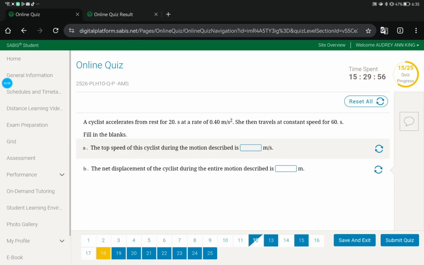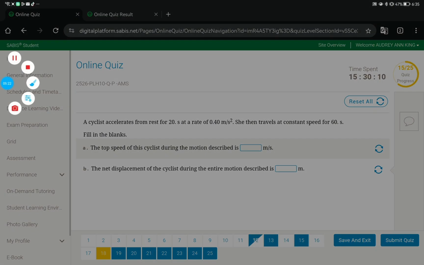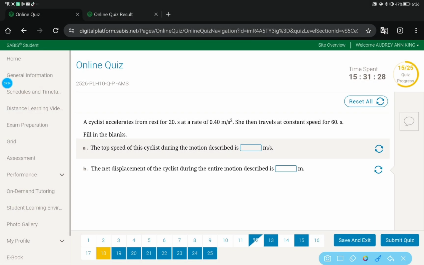A cyclist accelerates from rest for 20 seconds at a rate of 0.40 meters per second squared. She then travels at a constant speed for 60 seconds. What is the top speed of the cyclist during the motion described? Okay, so we have the initial velocity, which is 0. We have the acceleration, which is 0.4. We have the time, which is 20. And then we have another time, which is 60.